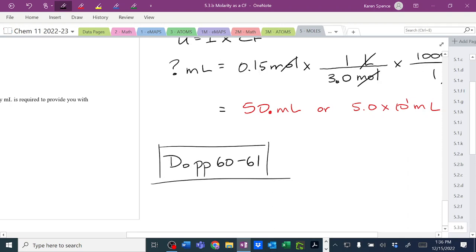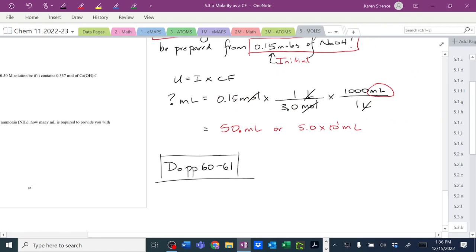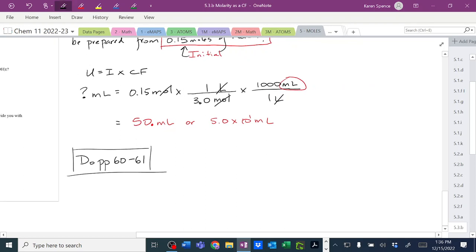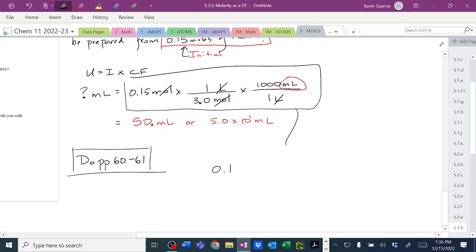It doesn't matter, no. So if you wanted to instead, let's say we wanted to write this as 0.15 moles times, and let's say I just threw 1,000 milliliters in here instead of liters. 3.0 moles per 1,000 milliliters, I could do that. Yeah, either way, doesn't matter.